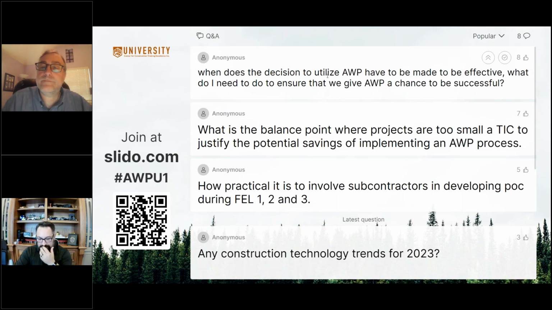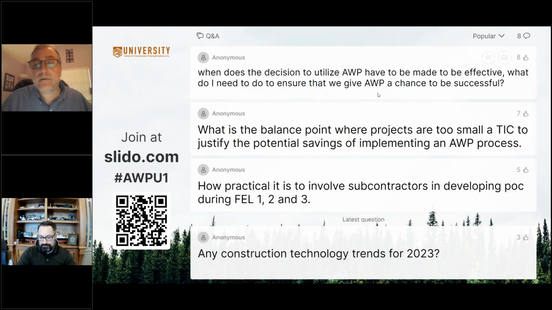So when does the decision to utilize AWP have to be made to be effective? What do I need to do to ensure that we give AWP a chance to be successful? I think that kind of dovetails into your last answer a touch, which is definitely socializing it, making sure budgets are in place, making sure that those champions are in place and have budget is probably one of the main things. But when does the decision need to be made, you figure, Eric?